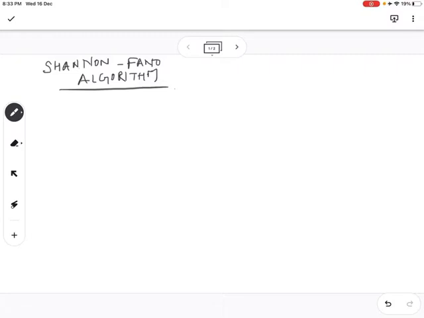To clearly understand the Shannon-Fano algorithm, I'm going to take one example so that you can easily understand how it works. I'm taking a sequence of messages. Suppose x has x1, x2, x3, x4, x5 and x6. So here we have a sequence of 6 messages from x1 to x6, and their probabilities of occurrence are like this. For x1 the probability of occurrence is 0.3.